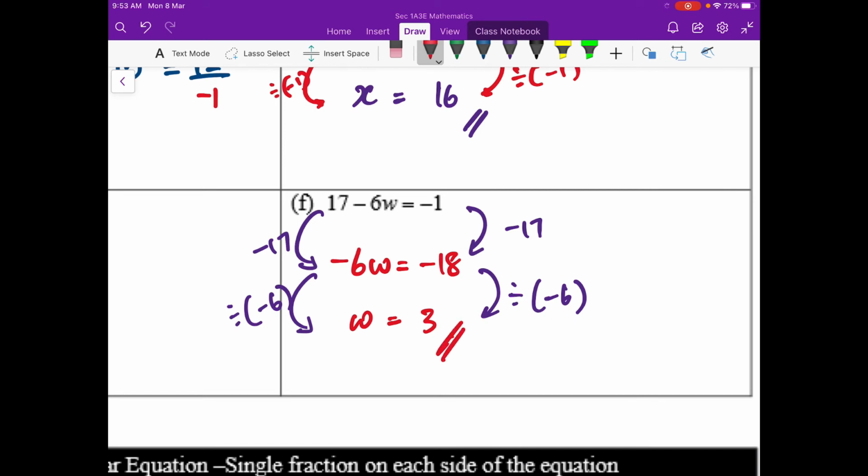So whatever answer you got, you substitute your answer back into the question. 17 minus 18. Oh yeah, I do get negative 1, which is the right hand side. So I'm sure my answer is correct. How about yours? If you did not get positive 3, when you substitute it back into the original question, you will not have negative 1 as the answer. And then it's an indication that your answer is wrong. Can?